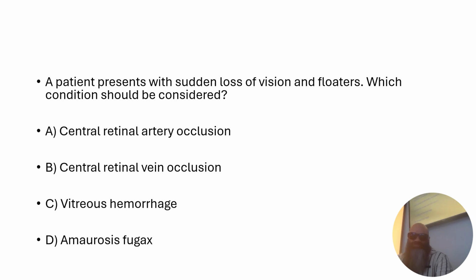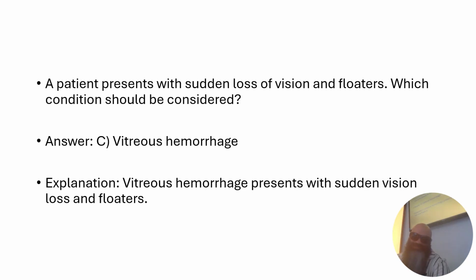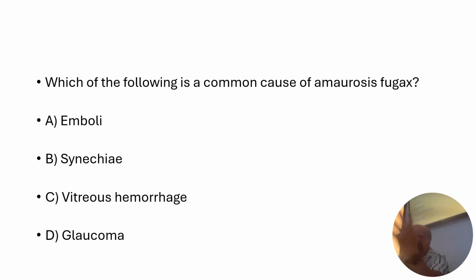Okay, so sudden loss of vision and floaters. Which condition should be considered? Why is that? Vitreous. Perfect. Yes, vitreous hemorrhage. Awesome. See, if you know your anatomy, you can figure stuff out.